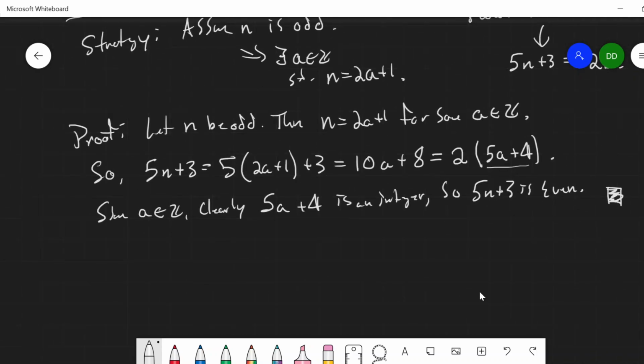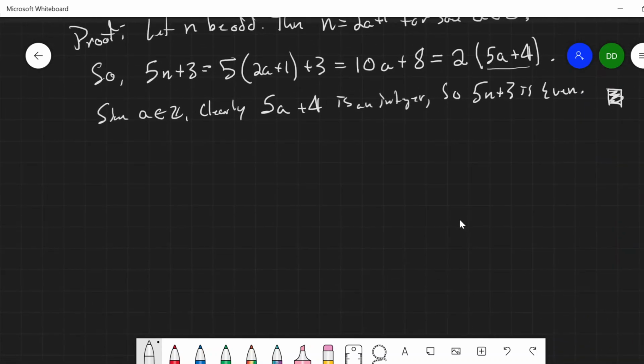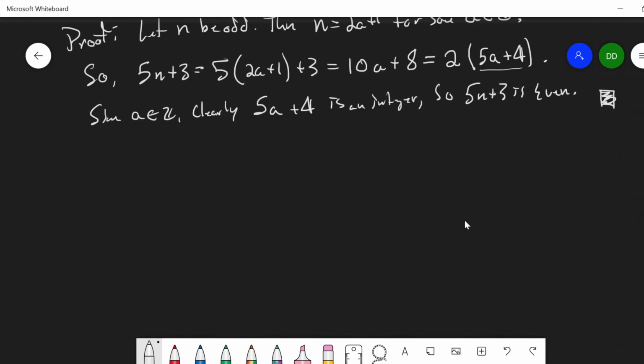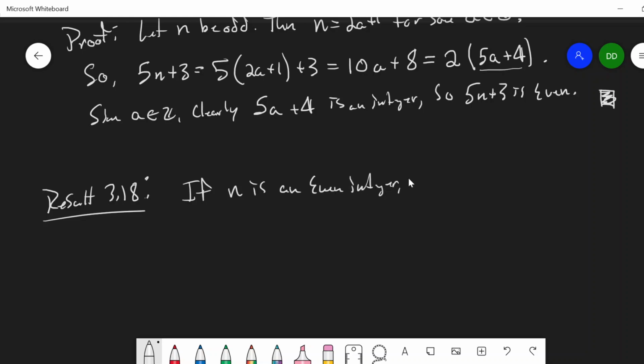Let's do one more like this. I also want to prove a result, I think 3.18 is the one I picked out. So result 3.18. This says that if n is an even integer, then so is 5n cubed.